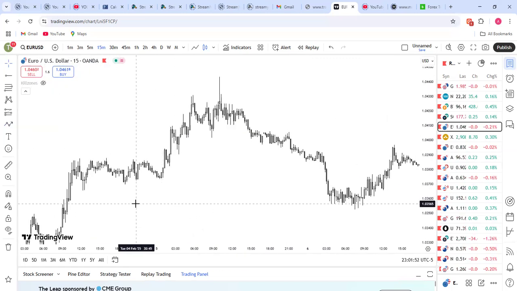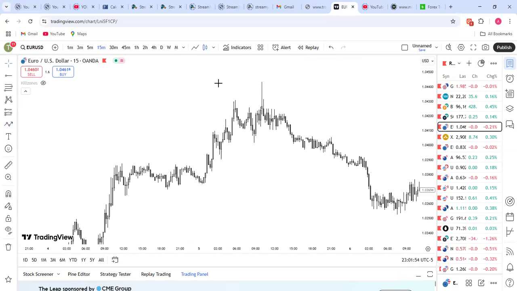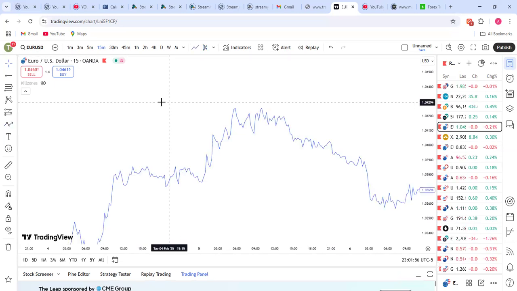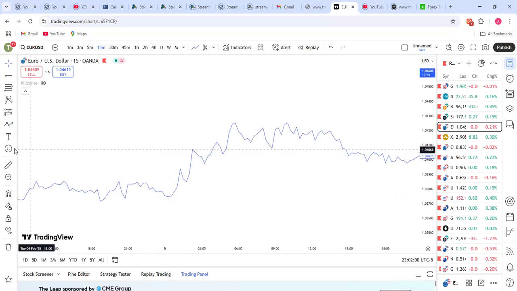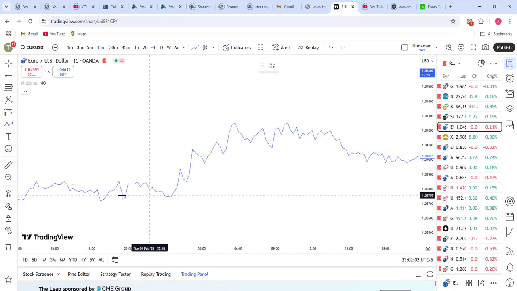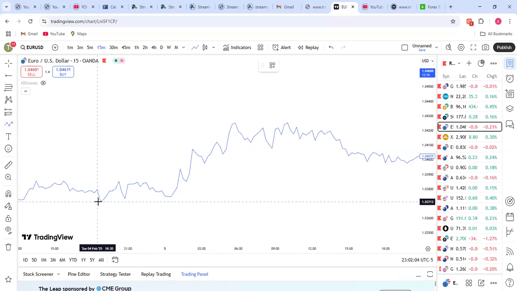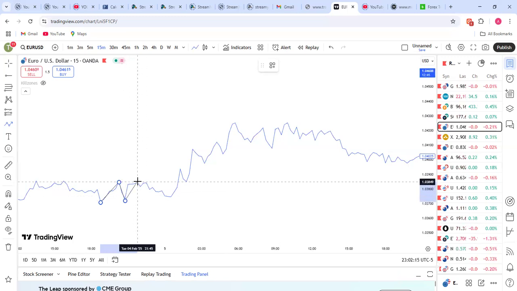So yes, look at this. This is a very good example. Let me turn it to a line chart since I have been using lines to explain. Look at what the market has been doing. The market started from here. We have this low, this high, this low, this high. You see that this high is higher than this previous high.